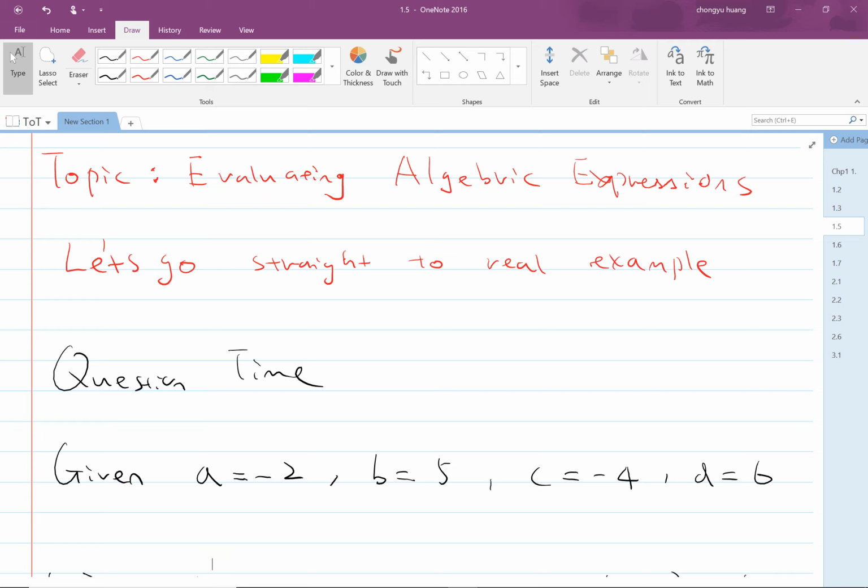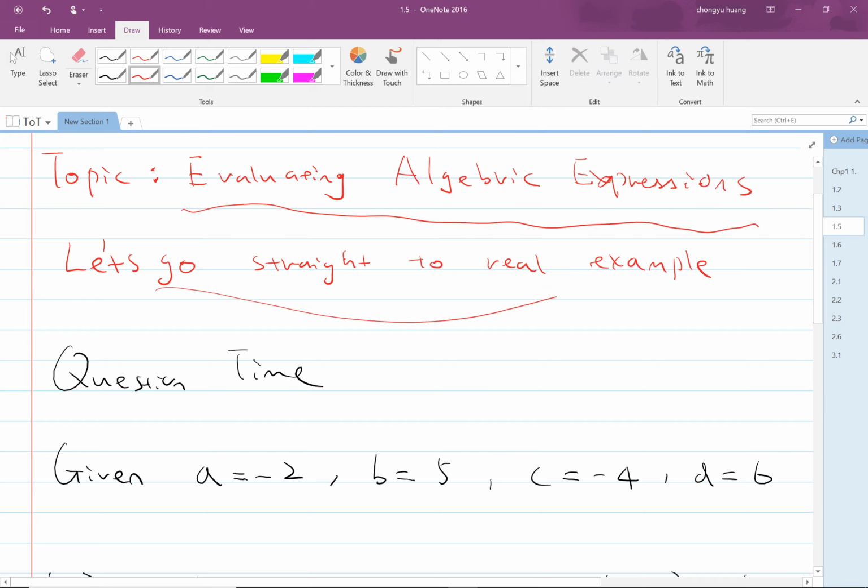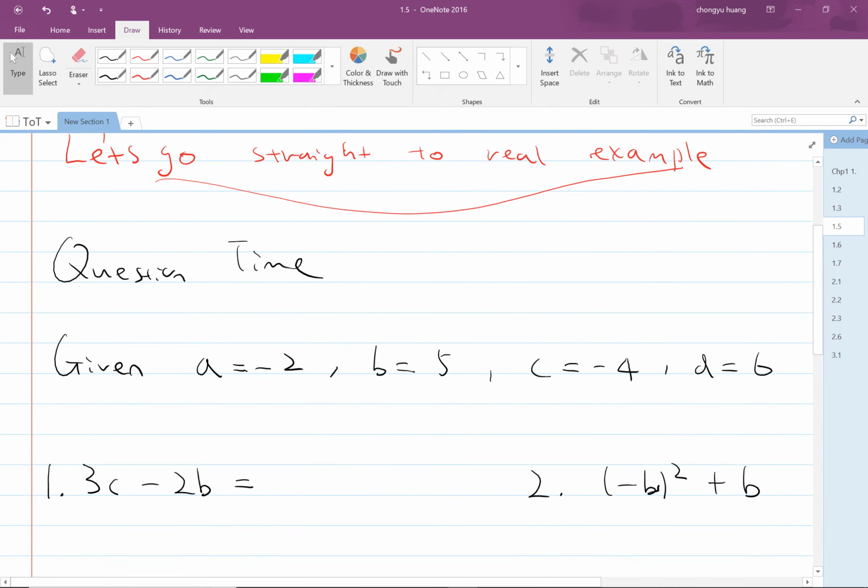Okay, so our topic today is evaluating algebraic expressions. There's not much we can talk about here, and there aren't many really important properties. So here is our topic, and let's go straight to some real examples. Before we do it, there is some basic information you need to know.